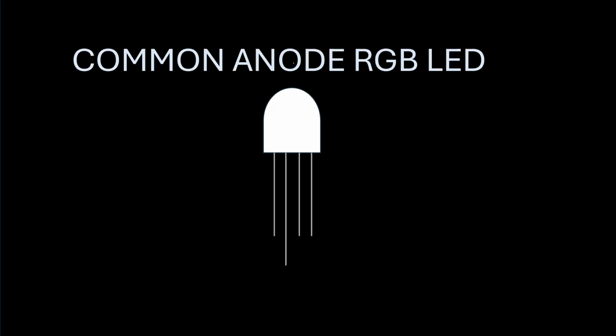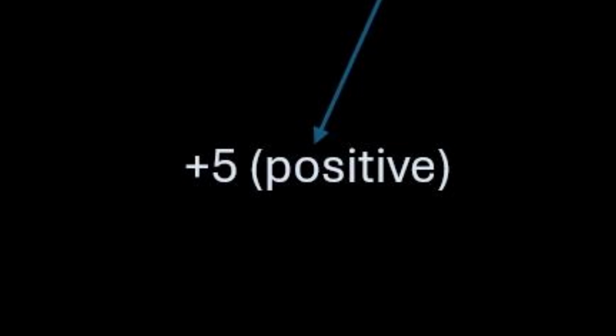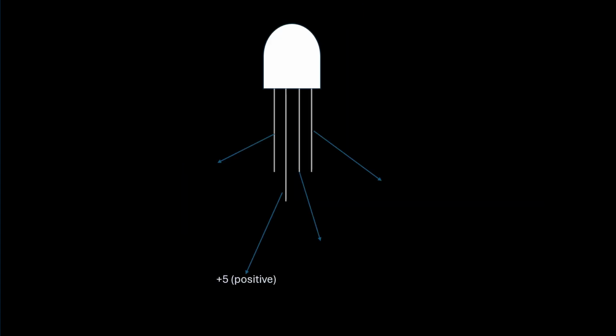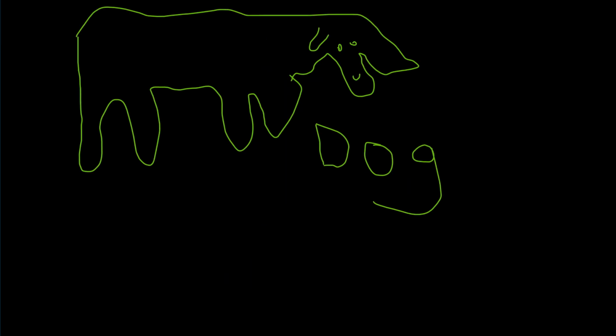Now let's learn about a Common Anode RGB LED. The Common Anode RGB LED has a common positive pin. That's the longest leg. The longest leg is the common positive pin. To the left of that we have the red pin. To the right we have the green, and next to the green we have the blue pin. This is how you can code it using analogWrite.